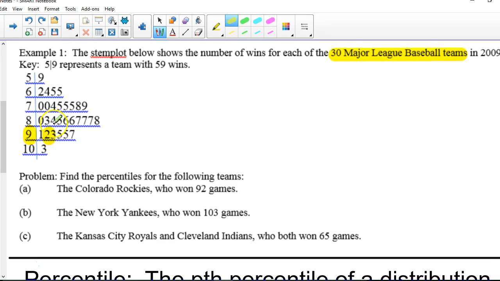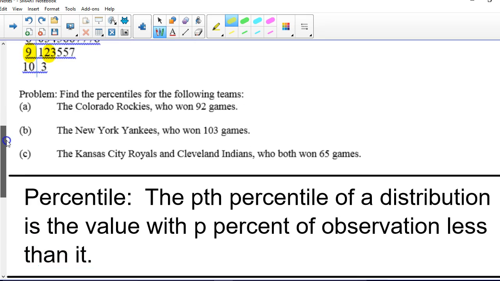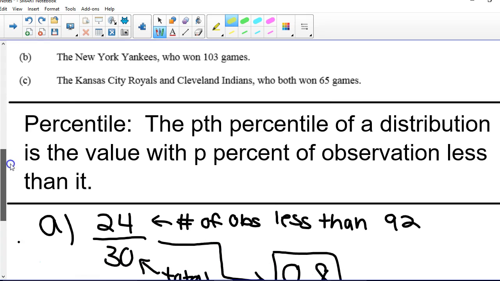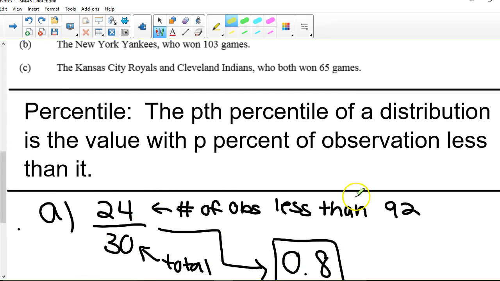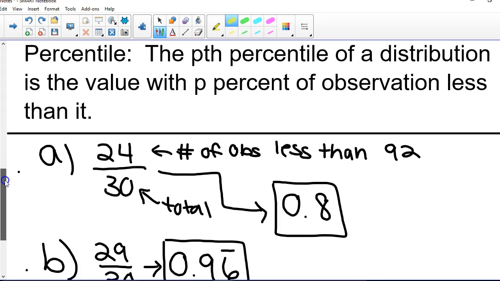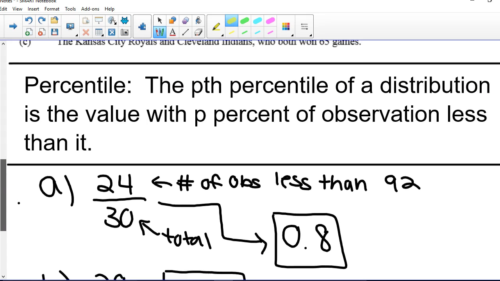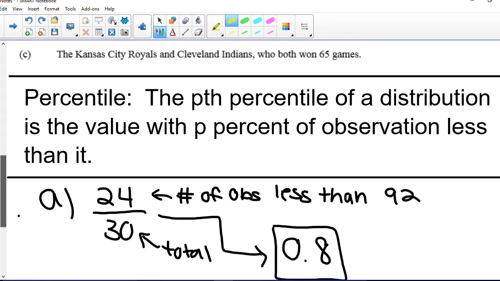1, 2, 3, 4, 5, 6, 7, 8, 9, 10, 11, 12, 13, 14, 15, 16, 17, 18, 19, 20, 21, 22, 23, 24. So what I do now is to find the percent of observations less than that. 24 less than 92, 30 total. I divide it, and that's 0.8, or the 80th percentile. I don't care if it's in decimal or percentage form.